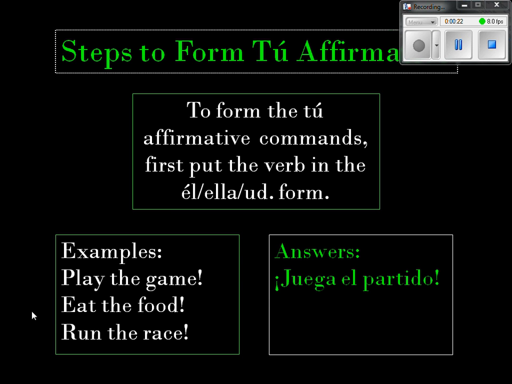Another example might say eat the food, where again you would put comer in the right form and have come la comida. The last example could be run the race, and you would get corre la carrera because correr in the él, ella, usted form is corre.